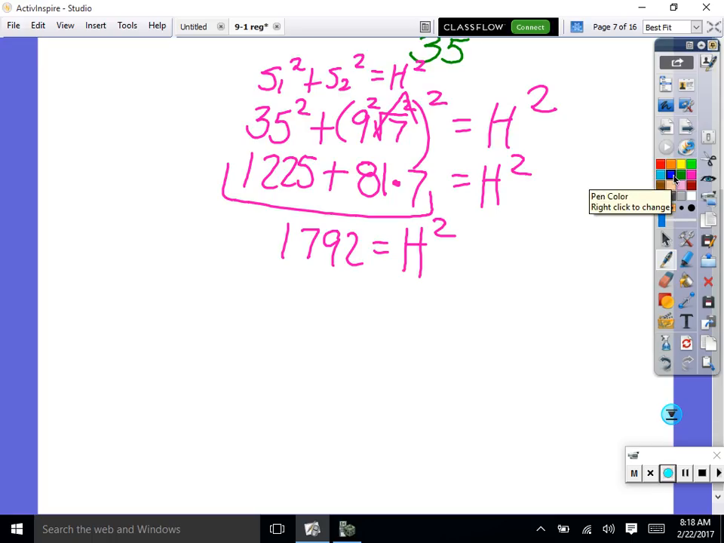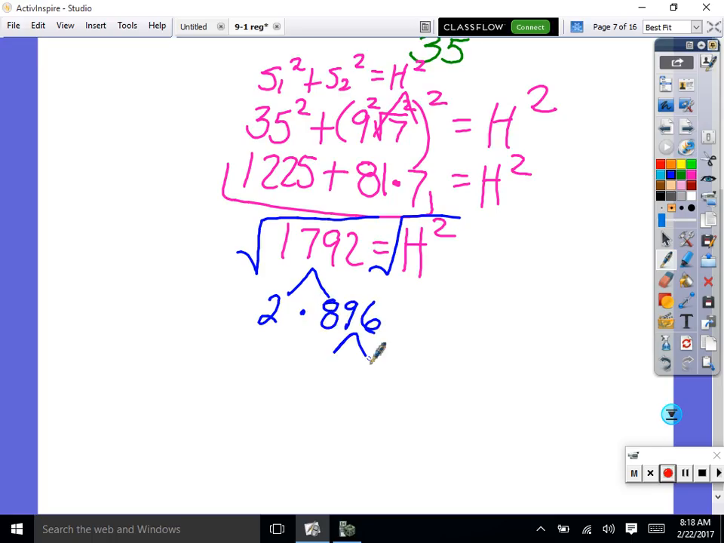Is everybody caught up mentally to me? Okay, let's square root both sides of the equation. Now type that in and see if it comes out evenly. It doesn't. Now, is a decimal answer acceptable? Nope. So we've got to break this down by hand. Here we go. We don't know what the factors of it are, so let's just test it out. Divide it by 2. Sure, why not? 2 times 896. Let's divide that by, I don't know, what do you want to do? 4? Sure. 4 times 224. Let's divide 224 by 4, that works, 4 times 56.